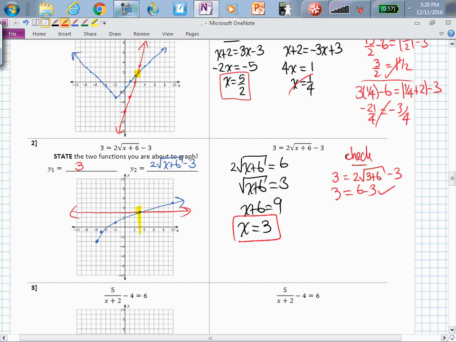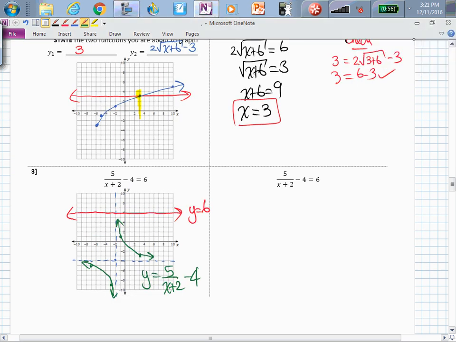Alright, let me graph this next one. Okay, so this time we've got y equals 6, so the right side here. And then y equals 5 over x plus 2, minus 4. So I moved it to the left 2, down 4, did the asymptotes, and then over 1 up 5, over 5 up 1, etc. I'm not exactly sure where it's going to cross, but I can see this arrow pointing up, so it is going to cross. I just need to figure out what that is mathematically.